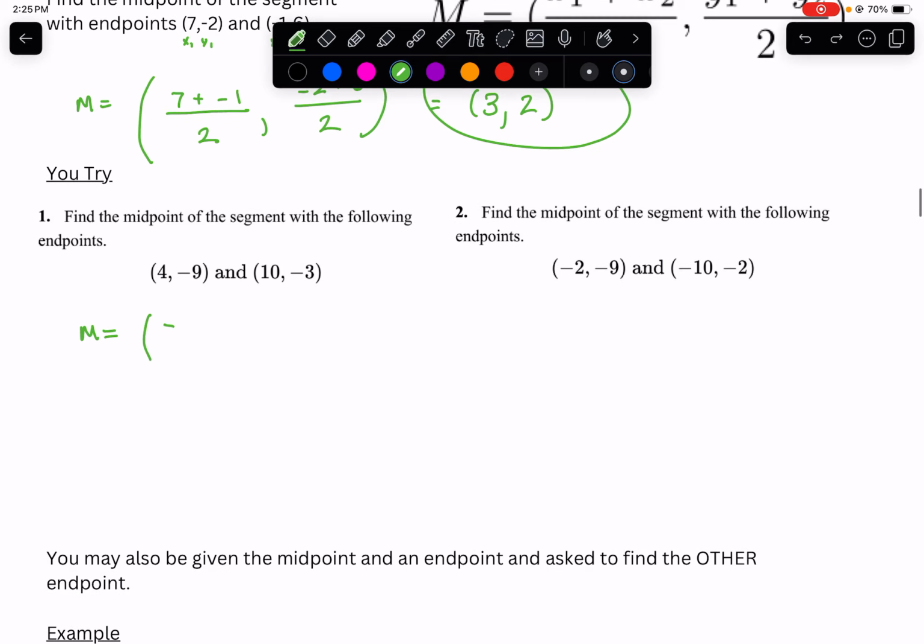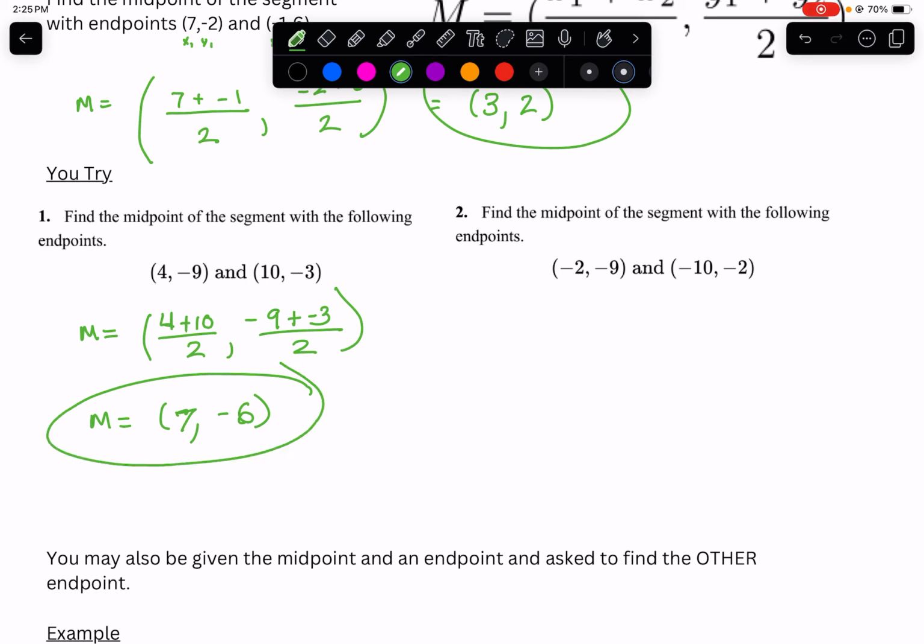So we start with our x, so 4 plus 10 divided by 2, -9 plus -3 divided by 2. So we have 14 divided by 2, which gives us 7, -12 divided by 2, which gives us -6. So this is our midpoint.